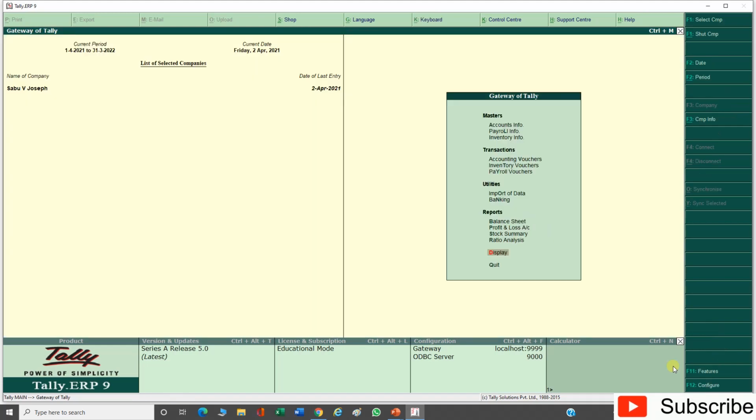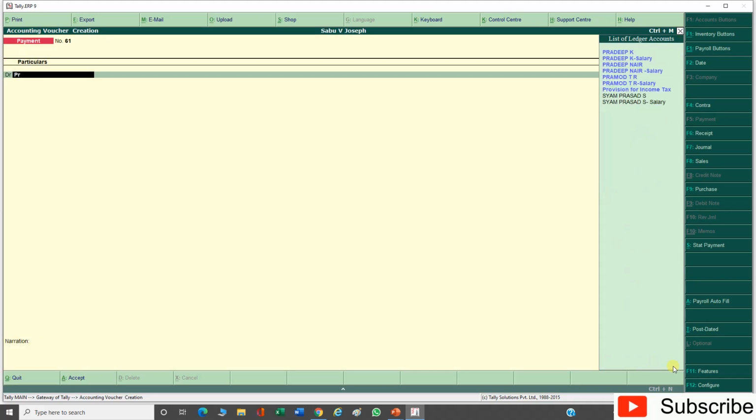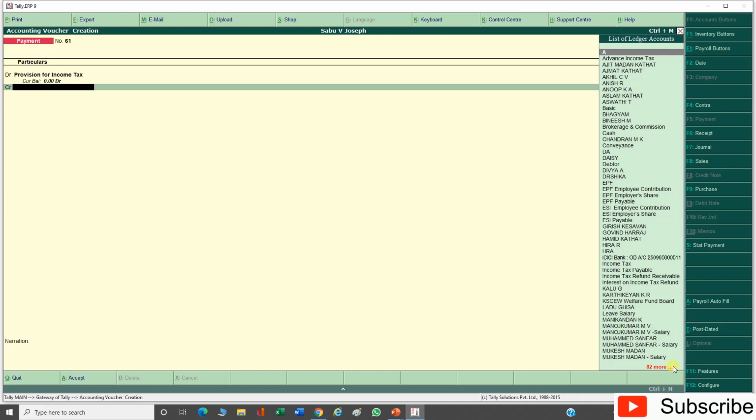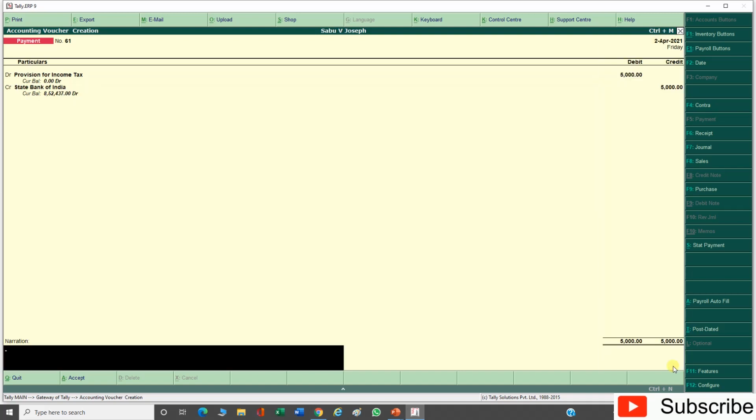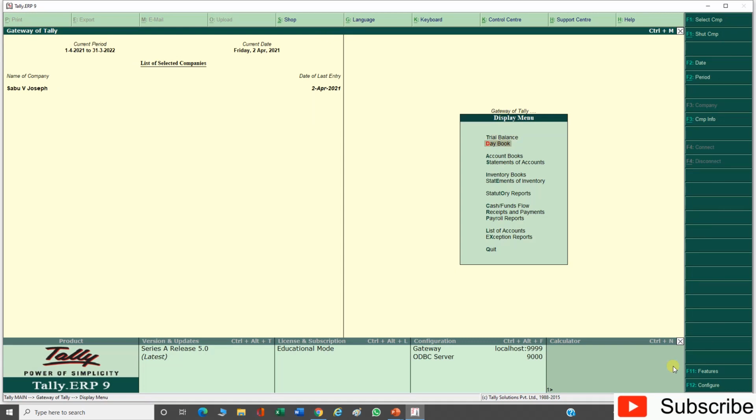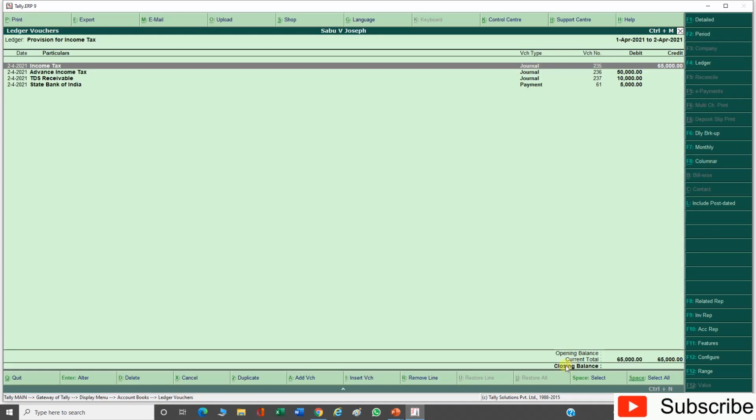So go to vouchers, payments, debit to provision for income tax 5,000. Credit will be given to the bank. Narration being remitted the income tax payable. Now go to the provision account, provision for income tax. That account is showing nil balance. Now we paid off everything. Now I think you may have understood the entries up to this stage.